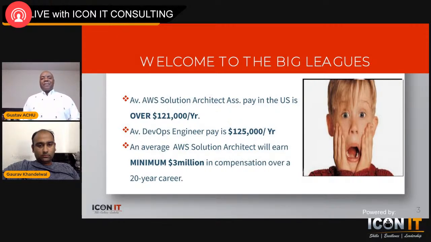A DevOps engineer earns about $125,000 a year. We are talking about $10,000 every month practicing as a DevOps engineer. An average AWS solution architect will earn a minimum of about $3 million over a 20-year career. So that's what we're talking about here today, right? We're trying to share information. Years ago, about 60, 70 years ago in history, for those who are in North America, you would have certainly learned about the gold rush. This is the new gold rush. Wonderful. Gaurav, I'll let you say a few words before we continue.